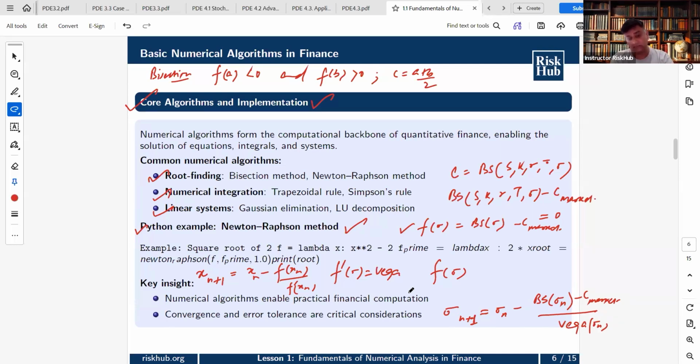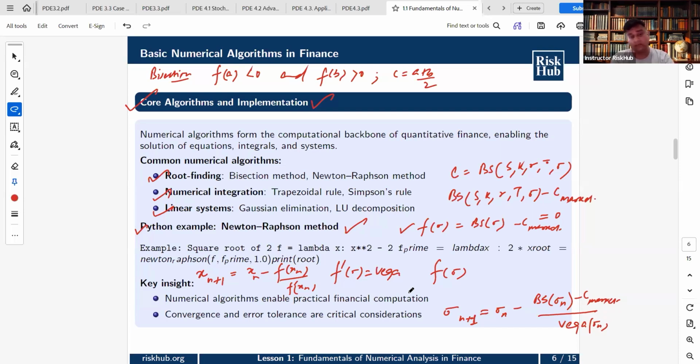Bisection has the strength of robustness and the weakness that it is slow. Finance use cases: implied volatility, bond yield. Newton-Raphson's strength is that it is fast. Weakness: it can diverge. Finance use cases: again implied volatility, calibration. Numerical integration: strength is it handles expected values; weakness is approximation error. Finance use cases: option pricing and risk-neutral valuation. Linear solvers: strength is they solve the system; weakness is matrix instability. Finance use cases: PDEs, portfolio optimization.